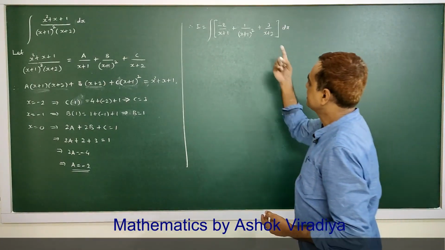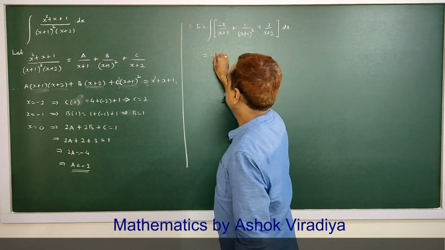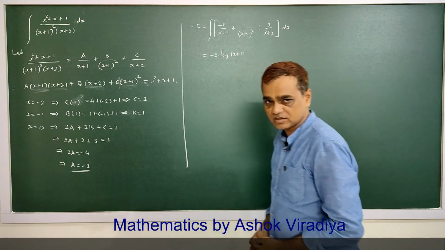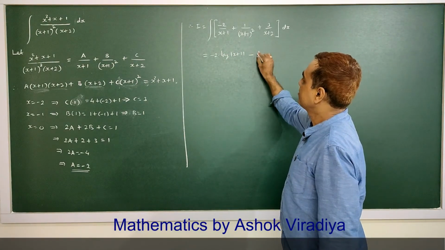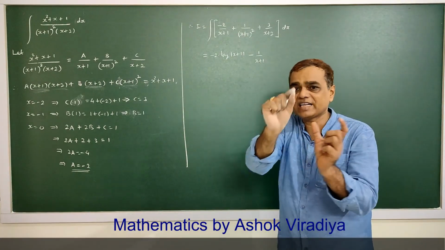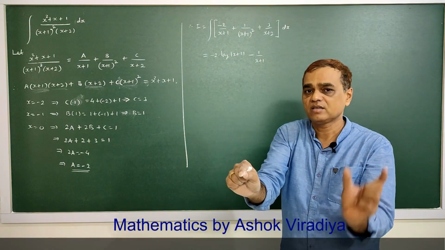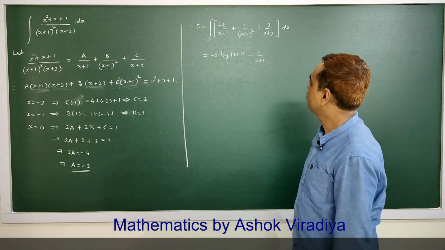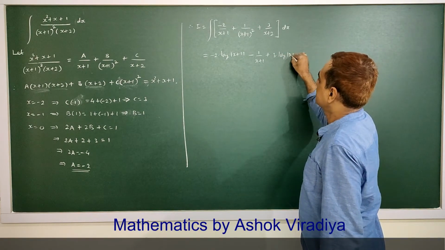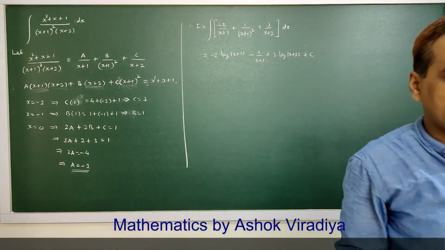So now this is integrable. Its integral is minus 2 times log mod x plus 1. Its integral is minus 1 upon x plus 1, that is x plus 1 raised to minus 2, so minus 2 plus 1 upon minus 2 plus 1. So minus 1 upon x plus 1 plus 3 into log mod x plus 2 plus c. So this is the required integral.